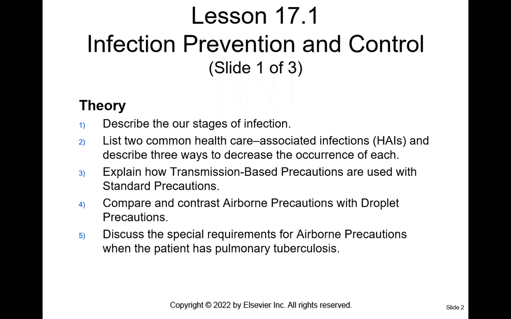We're going to talk about the stages of infection. We're going to list common healthcare associated infection, also known as nosocomial infection. We're going to talk about transmission-based precautions that we use with standard precautions. And these are the precautions that we treat every patient like they have something that we don't want to take home with us to our families. Compare and contrast airborne precautions with droplet precautions. And we're going to discuss special requirements for airborne precautions when a patient has pulmonary tuberculosis.